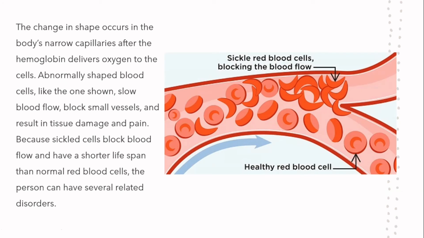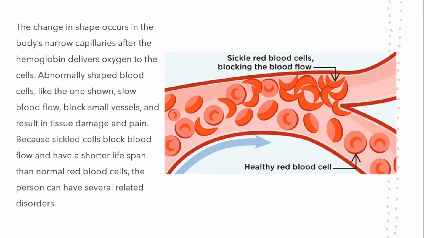Abnormally shaped blood cells like the one shown slow blood flow, block small vessels, and result in tissue damage and pain. Because sickle cells block blood flow and have a shorter lifespan than normal red blood cells, the person can have several related disorders.